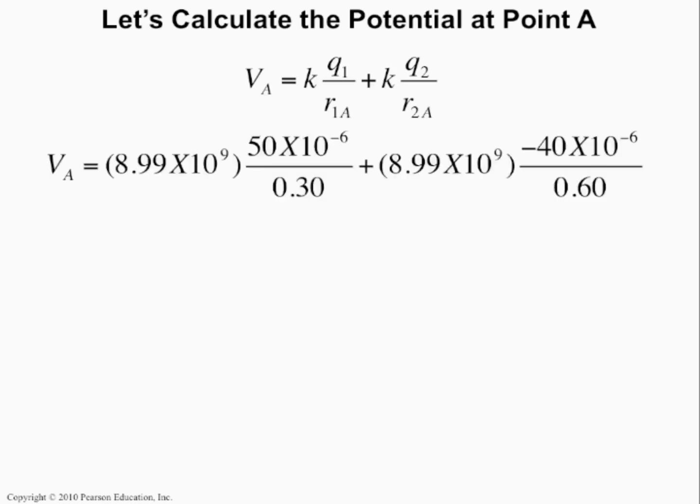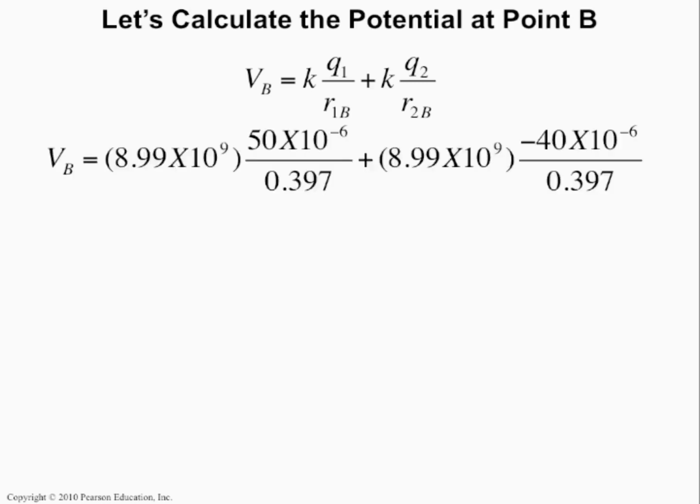So let's calculate the potential at point A. VA equals KQ1 over R1A plus KQ2 over R2A. And so we have just our plugging and chugging step, and that comes out to 9.0 times 10 to the 5th volts. Now let's calculate the potential at point B. So we have VB equals KQ1 over R1B plus KQ2 over R2B. We do our plugging and our chugging, and we get VB equals 2.3 times 10 to the 5th volts.